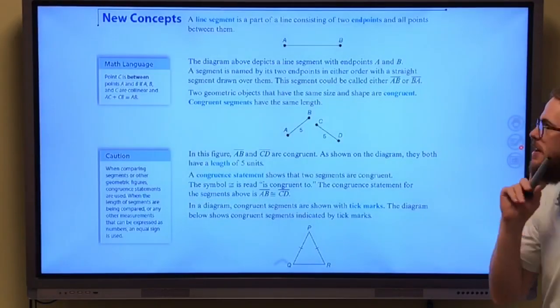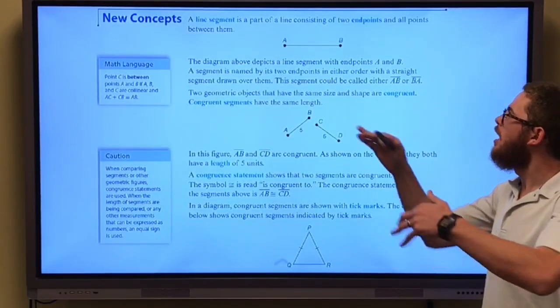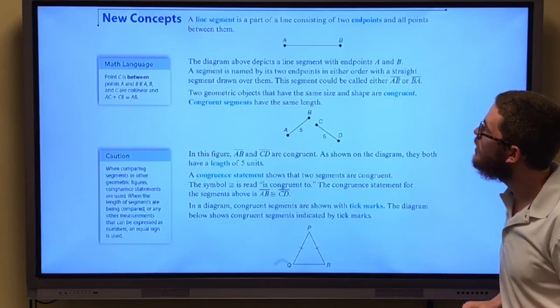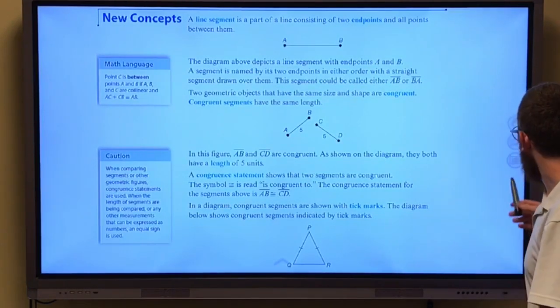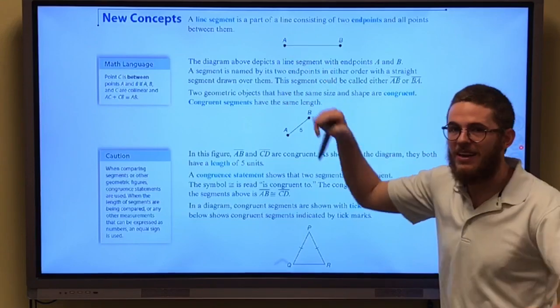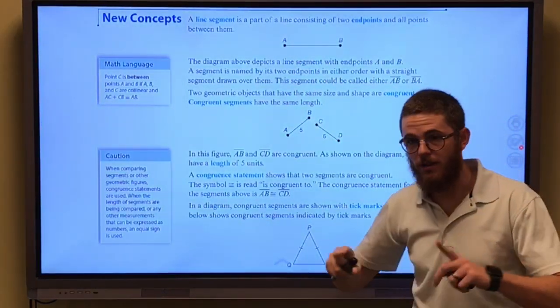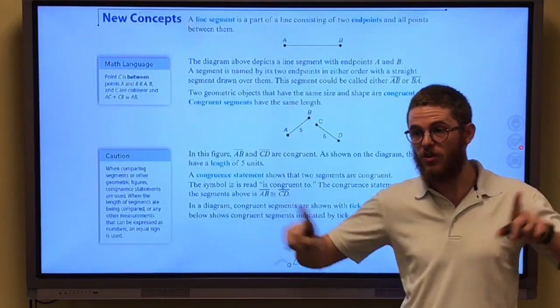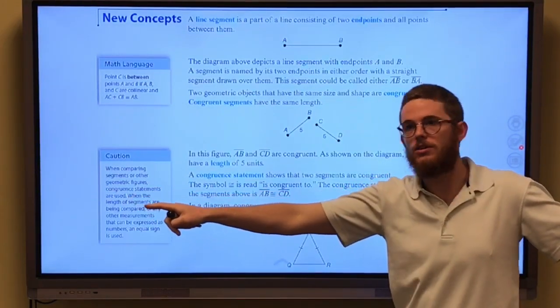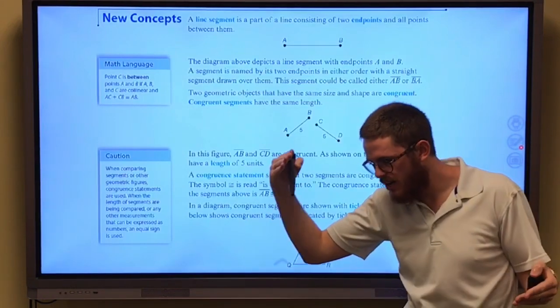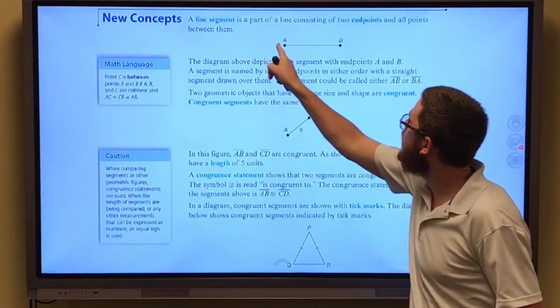We're talking about segments today. So first of all, a line segment is part of a line consisting of two endpoints and all points between them. So when we're looking at a line segment, we're not talking about the full line. A full line, we're talking about a line that extends forever in those two directions. But when we're talking about a line segment, it has endpoints where it literally stops at point A here and point B there.